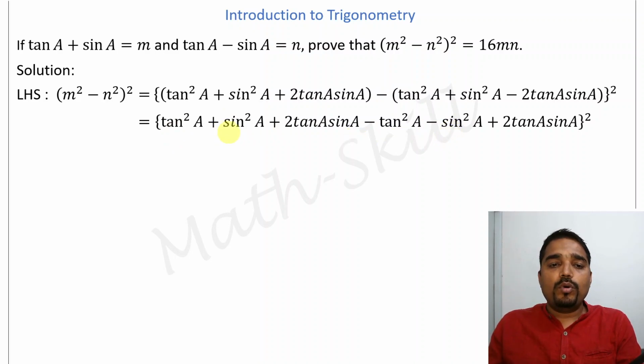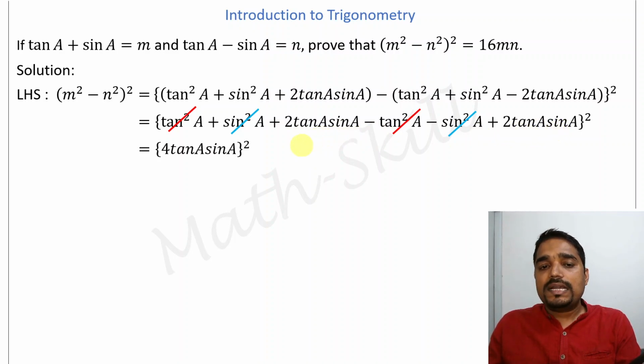In the next step, both the terms tan square and sine square will get cancelled. That is, plus tan square A minus tan square A is getting cancelled. Also plus sine square A and minus sine square A is also getting cancelled. We are left with two terms, 2 times tan A multiplied by sine A and 2 times tan A multiplied by sine A. That is 4 times tan A sine A whole square.